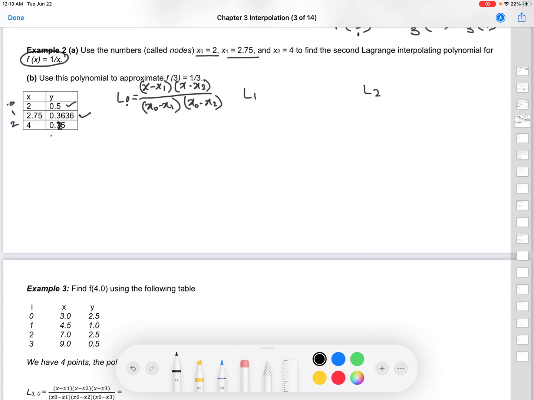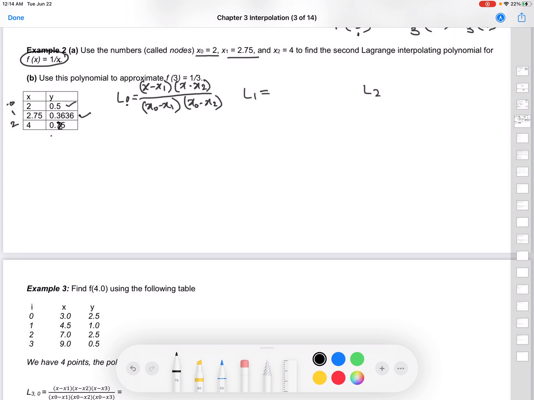So what is happening again? On the top, x minus, it will not have x0, everything else. So x minus x1, x minus x2, it does not have x minus x0. And in the bottom, you are finding the difference from x0 to other points. So x0 minus x1, x0 minus x2.